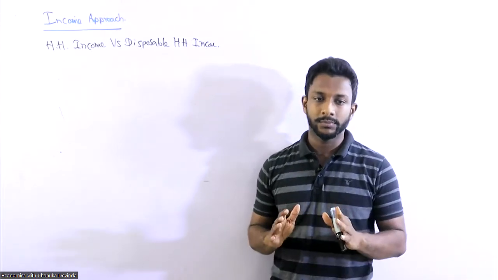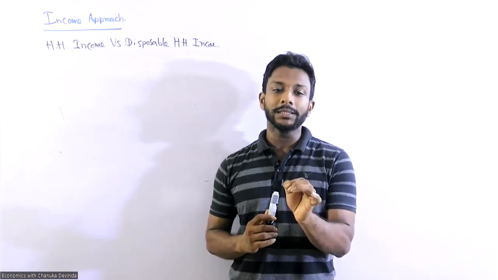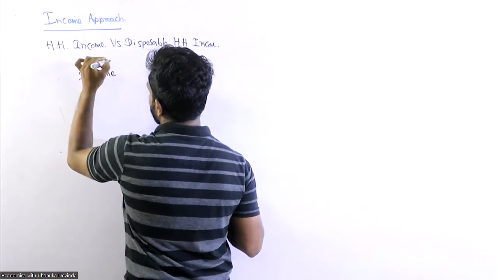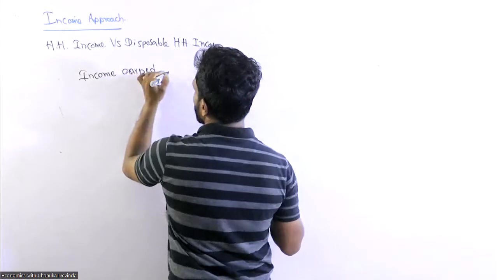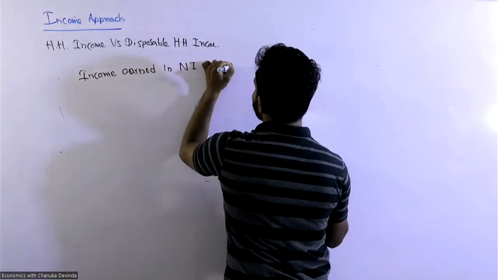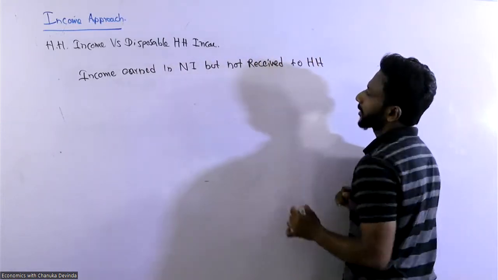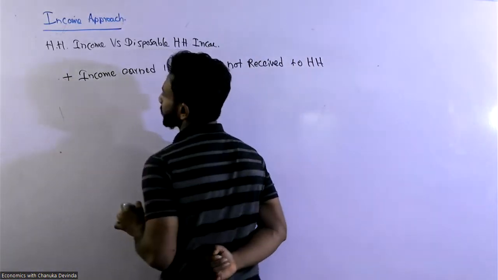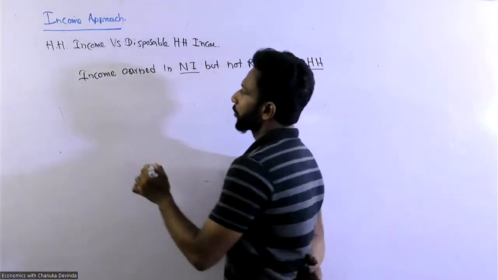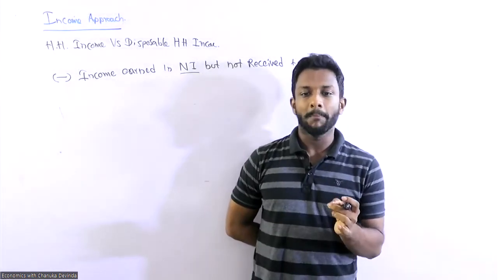I'll clarify the paragraph. Household income is the income that the household sector receives after adjusting the income earned but not received, right? After adjusting income earned in national income but not received by households, that's the first one to adjust. It should be eliminated. Income earned in national income but not received by households should be deducted, right?